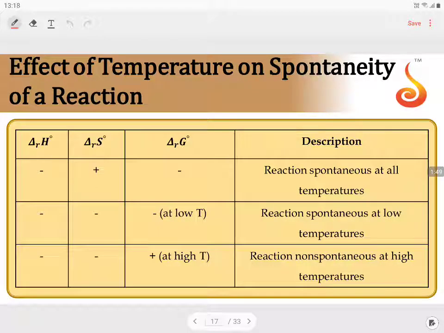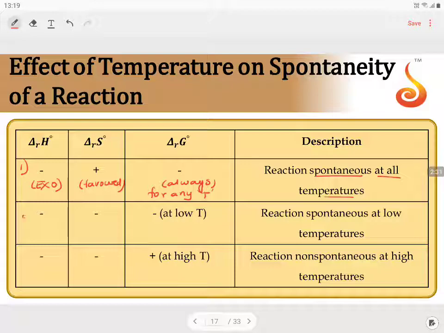Correspondingly, if we start our analysis of the effect of temperature on spontaneity of a reaction, we have case 1. In case 1, the reaction is exothermic, delta H is negative, and entropy is favored, meaning entropy increases and delta S is positive. For an exothermic reaction in the entropy-favored direction, delta G is negative always, for any temperature, which clearly indicates the reaction is spontaneous at all temperatures.